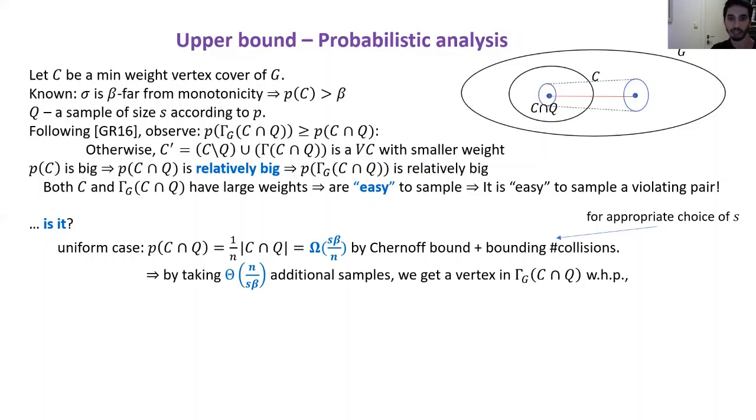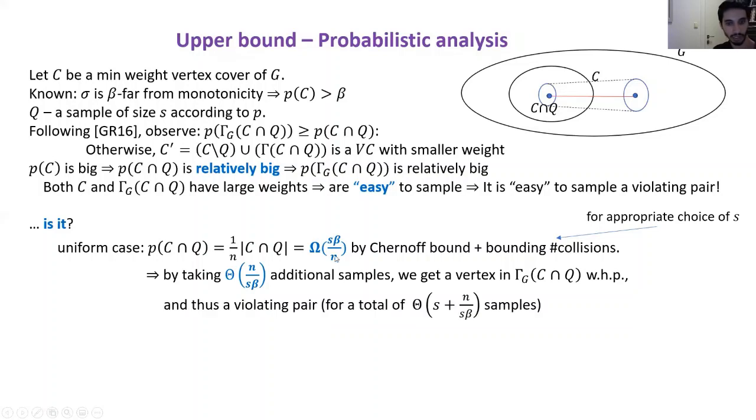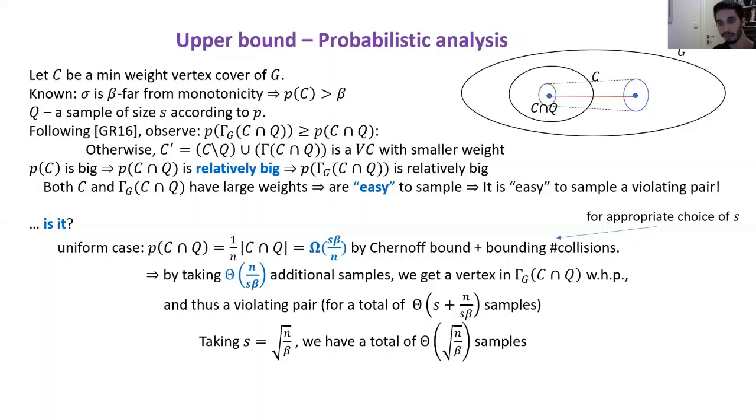By taking additional n over S beta samples, we get a vertex in the neighbors of C intersection Q with high probability. This is because the weight of the set of neighbors is, by the observation, at least the weight of C intersection Q, which we have just lower bounded. Thus, we get a violating pair for a total of S plus n over S beta samples. Taking S to be the square root of n over beta, we have a total of square root of n over beta samples. And this concludes the analysis for the uniform case.